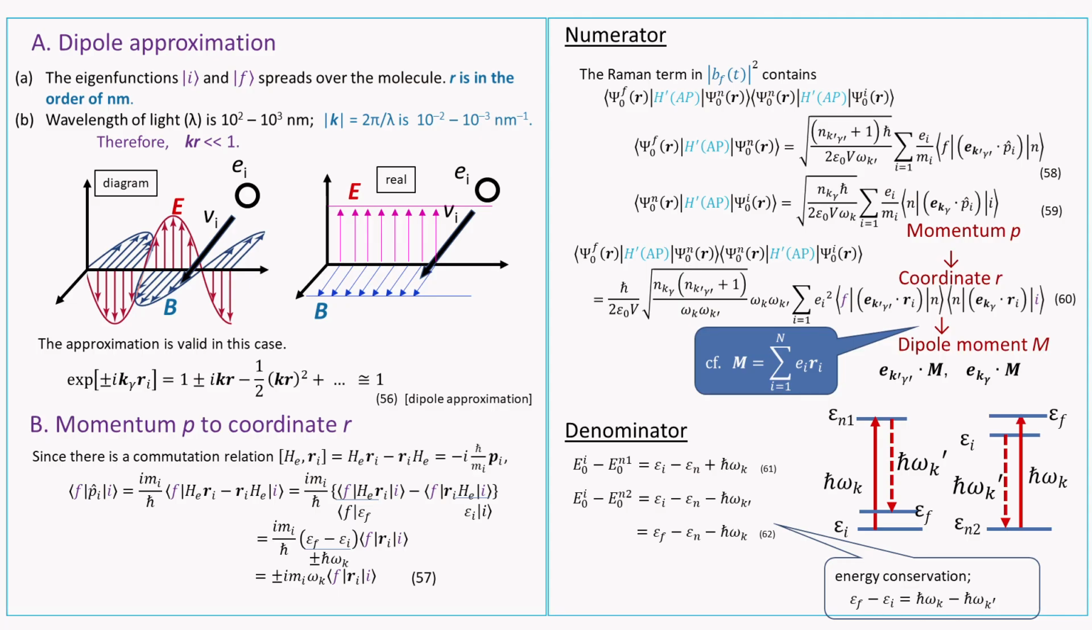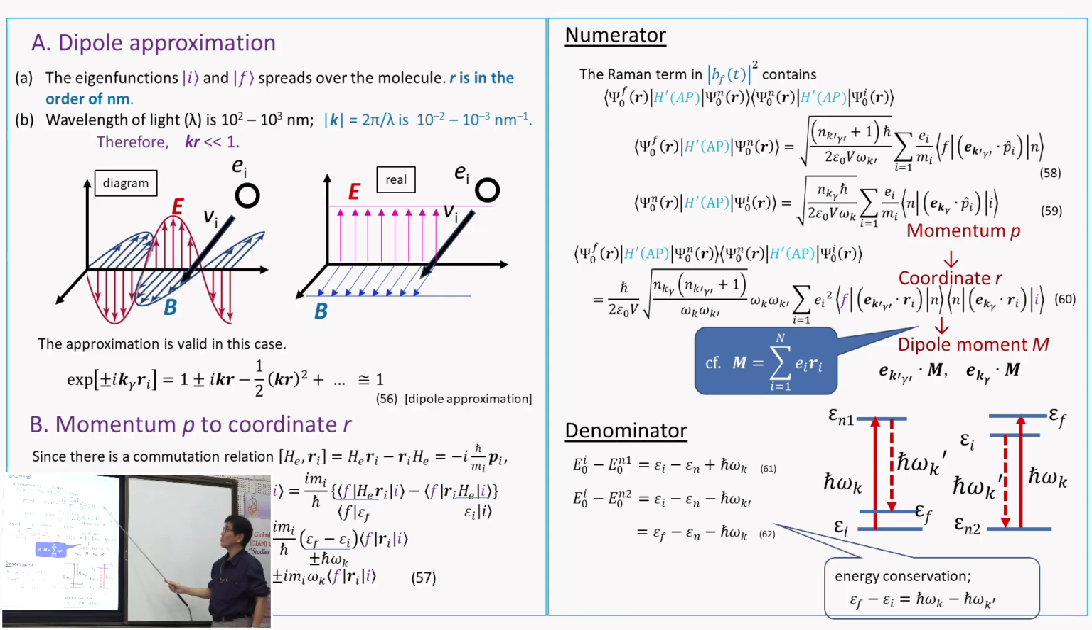And at this stage, this integral contains the momentum operator p. Then it's time to apply this convenient relationship to replace the momentum operator p with the coordinate R. So it's possible to replace p with R. Okay? Some coefficient newly appears here.